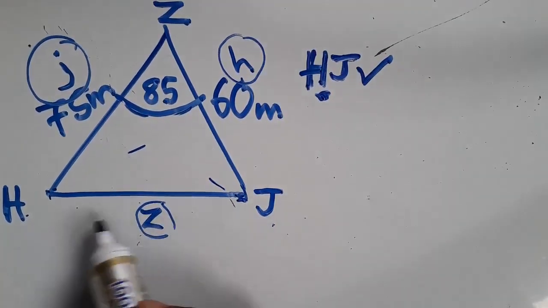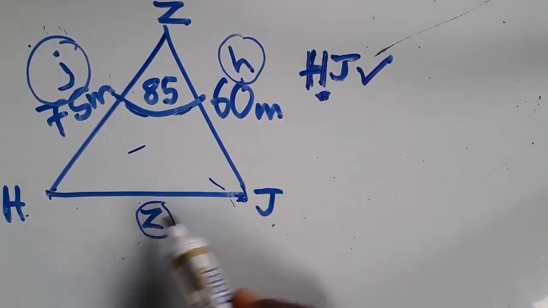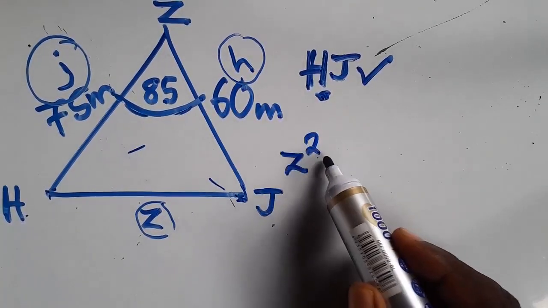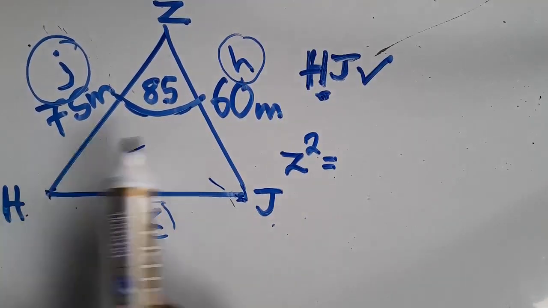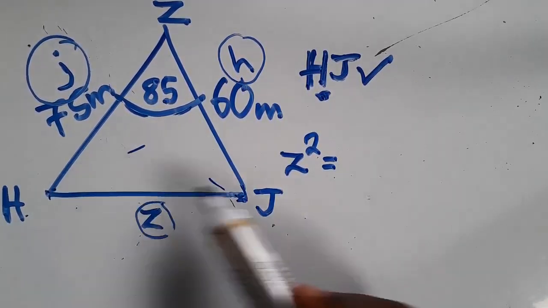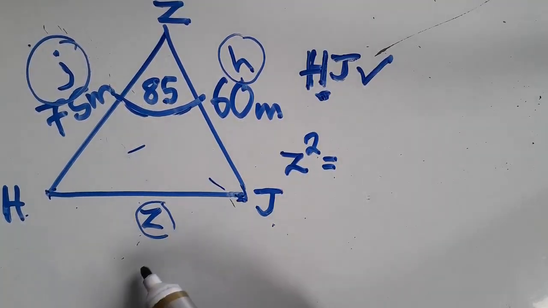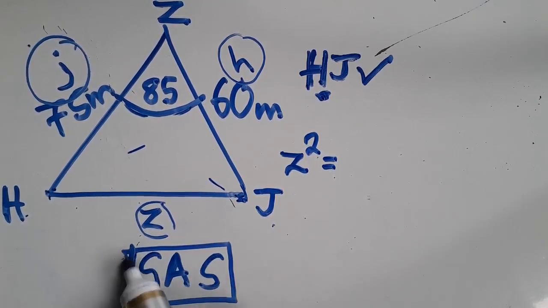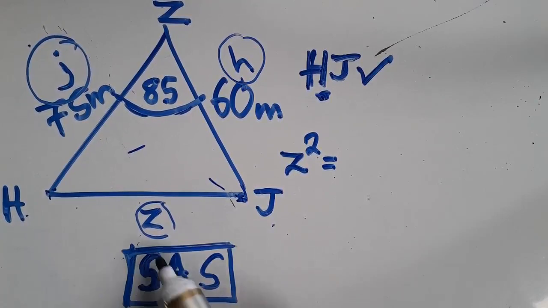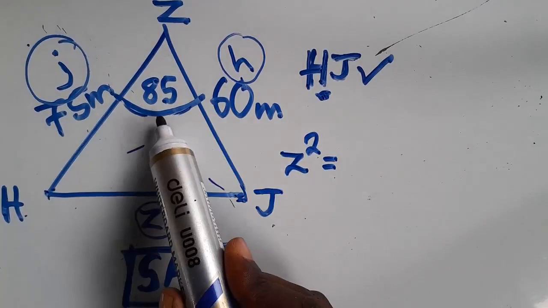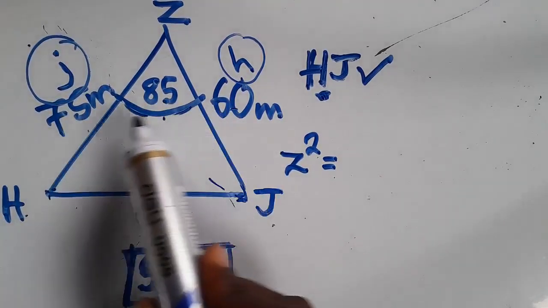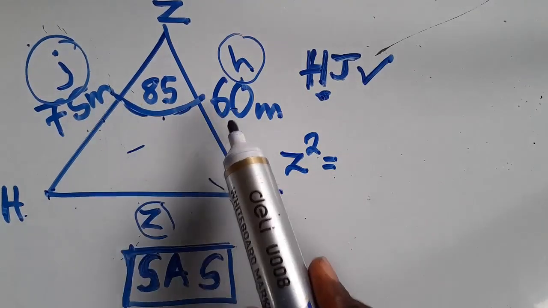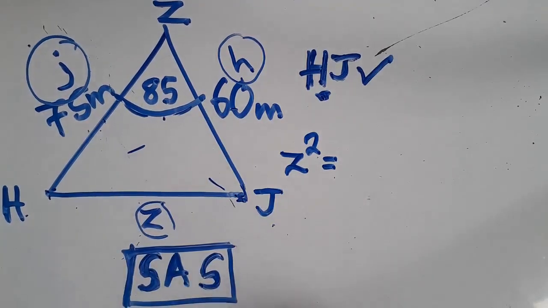So we want to find this one. You just say this is z. Have you seen? So z squared is equal to, you add these two sides which are given. We know that this question falls under the cosine law, where you are given two sides and an angle. Have you seen the way I've written it systematically? These two sides have the angle in the middle. The angle which is given, 85, is in between these two sides.